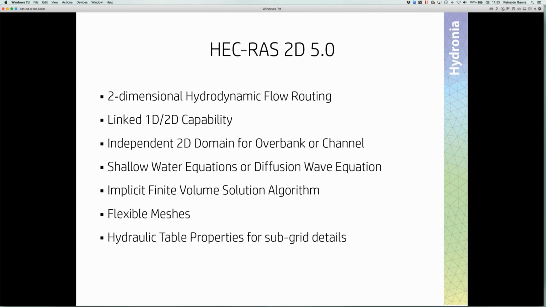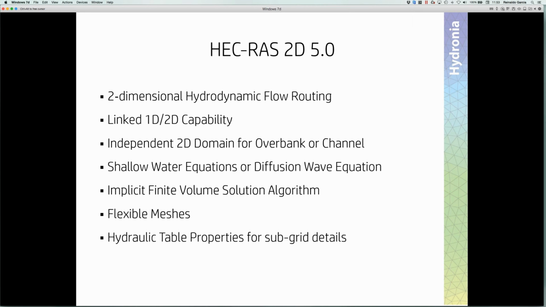Now, HEC-RAS-2D is a two-dimensional hydrodynamic flow routing model. It has 1D and 2D capabilities because it links with the older HEC-RAS 4 point something, a 1D model. You can have independent 2D domains for overbank or channels. It solves the shallow water equations or the diffusion wave equations. To compare apples with apples, I'm concentrating in the test on the shallow water equations, because the diffusion wave equation is an approximation that doesn't work for any problem, and since the other models use the full shallow water equations, I'm concentrating on those today.